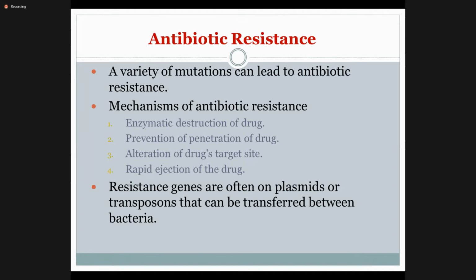Because if we quickly kill the bacteria, if we quickly inhibit the growth, we are not providing the time to give the chance to alter themselves, right? So this is one of the reasons for the development of resistance. Number two, that is from the patient side, and this point we have also discussed.